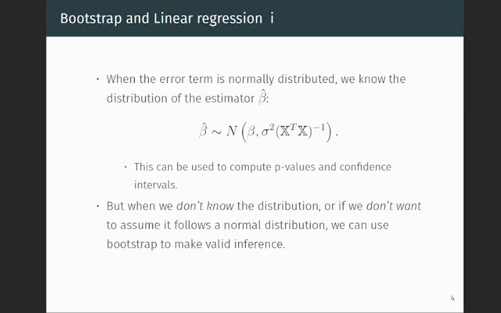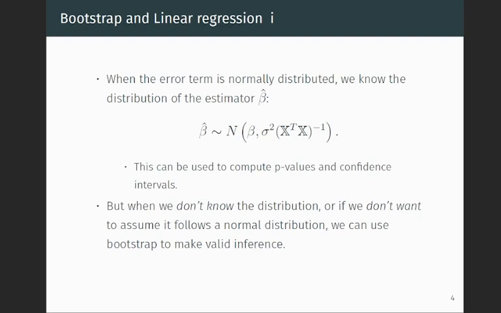Okay, so when the error terms in linear regression are assumed to be normally distributed, we know the distribution of the estimator beta hat. We can actually derive it. It follows a normal distribution with mean beta and variance sigma squared times (X transpose X) to the power -1, the inverse of that matrix. Remember, beta hat is a vector here, not a single number, and so it has a variance-covariance matrix. Under that assumption, we can use this result to compute p-values and confidence intervals.